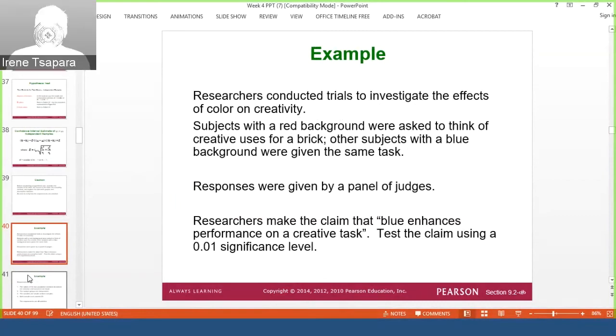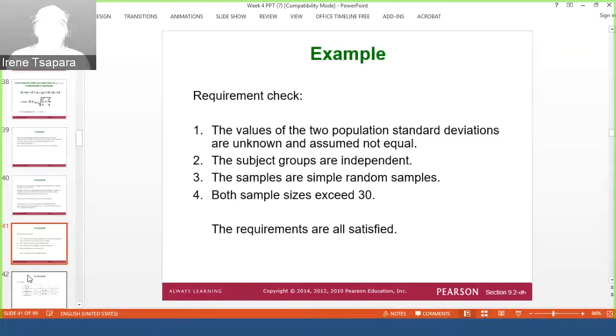What I want you to see here is that blue and red background can be considered qualitative variables, and we find ways of quantifying those variables. The requirement check is, first of all, that the standard deviations of the two populations are unknown and they are assumed not equal, so they don't have the same standard deviation. The subject groups are independent, and both sample sizes exceed 30.